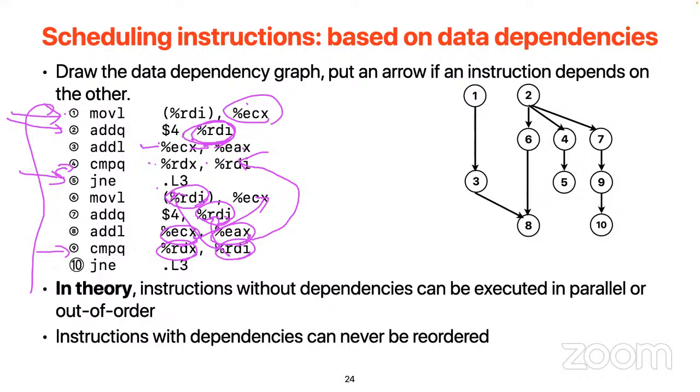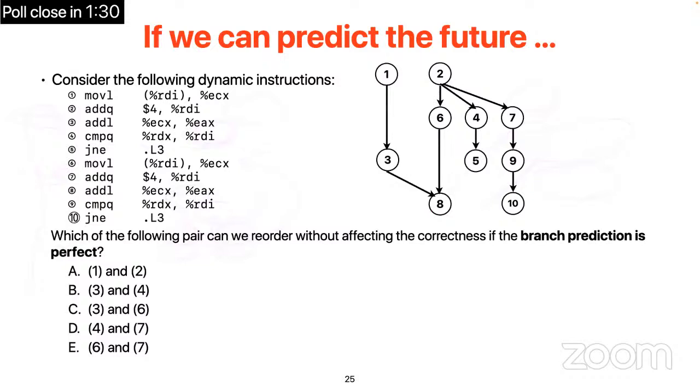So in theory, for 6, 4, and 7, they should be able to be executed together once 2 is resolved, because 6, 4, 7 are not depending on each other. Like for 5 and 9, they do not depend on each other, so they could be executed together once the dependencies are all resolved. And same thing for 3 and 6. They should be able to execute together with each other without affecting the correctness, if they do not depend on each other.